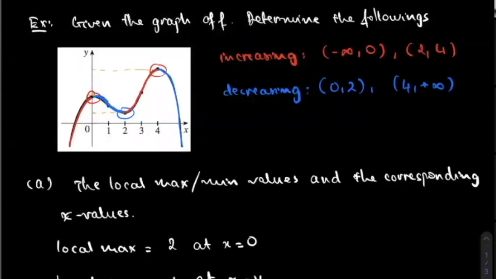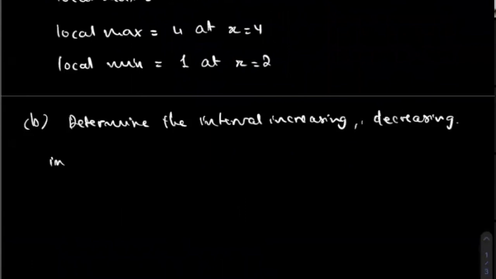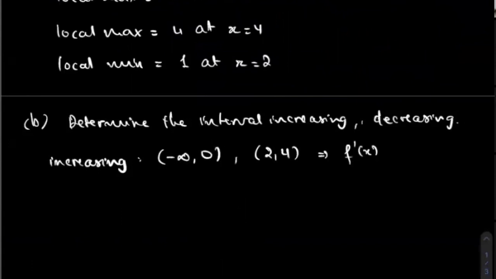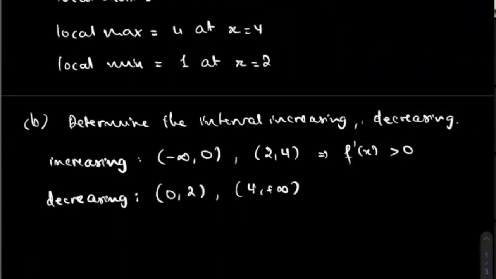And so for increasing, remember the derivative is positive. Let me rewrite everything here. Increasing is from negative infinity to 0 and from 2 to 4, which implies that f prime of x on these intervals is greater than 0. For the decreasing part, from 0 to 2 and from 4 to positive infinity, f prime of x is less than 0.